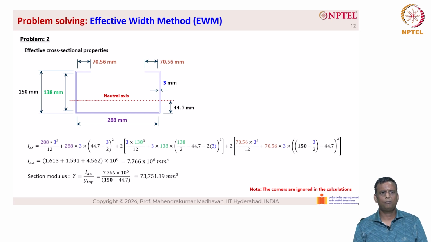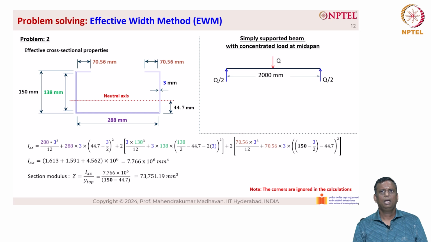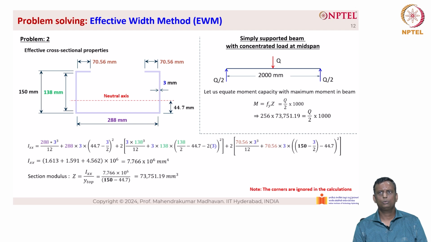73751.19 millimeter power 3. For a simply supported beam with concentrated load at midspan, we know that M equals Fy into Z. So let us equate the moment capacity with the maximum moment in the beam, which is Q by 2 into 1000. Here 1000 is the lever arm distance and Q by 2 is the reaction. So 256 into 73751.19 is equal to Q by 2 into 1000. Now we can find out the value of Q equal to 37.76 kilonewton.